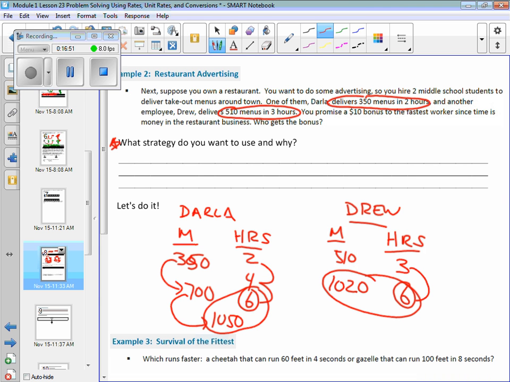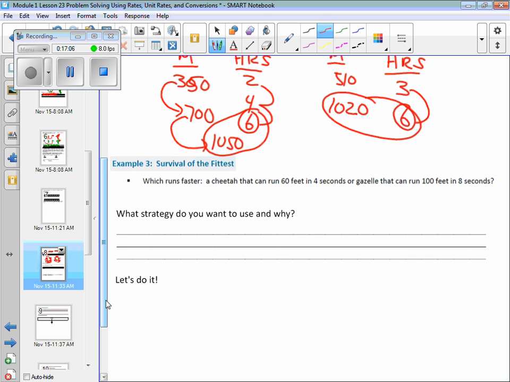Could you do it this way? Absolutely. You just can't make a math error when you're counting by 350s or by 510s. So the better way, I think, to do it is TRF. Take you to the second example. Let's do TRF again. And then we'll see how it plays out if you do an equivalency ratio table.